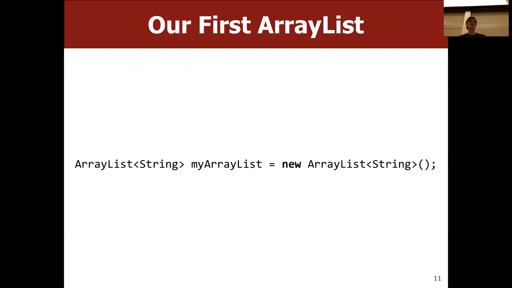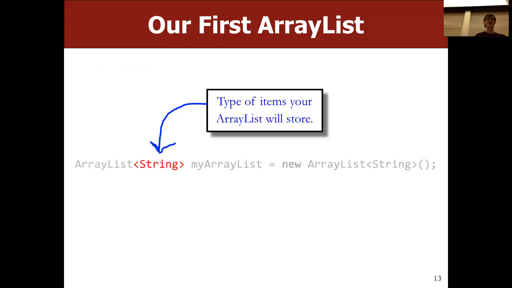So what's going on here? The first thing is, obviously you have to say that you're making an ArrayList, so that's our type. Now there's this weird angle bracket thing after the word ArrayList, and this is the type of items your ArrayList will store. Just like for an array where you have to specify the type in advance, you have to specify the type for an ArrayList in advance as well. But the syntax is just a little bit different. Instead of saying type bracket bracket, you say ArrayList and then put the type inside these angle brackets.